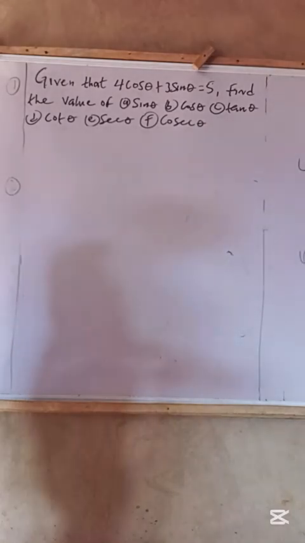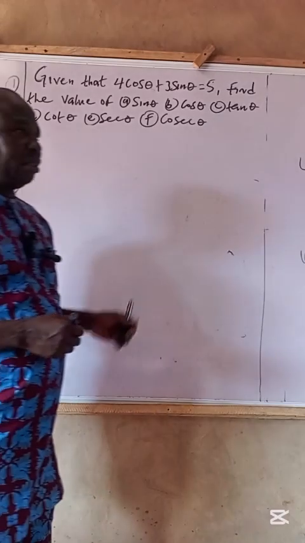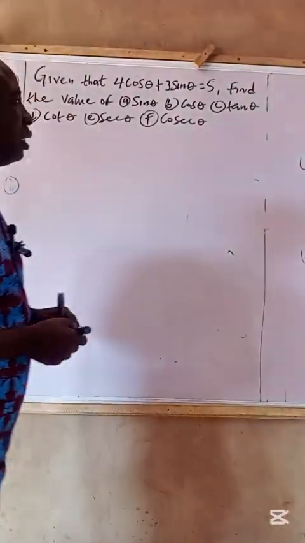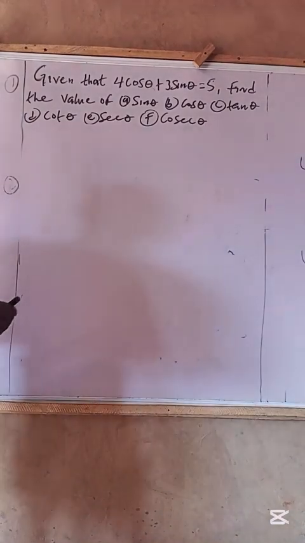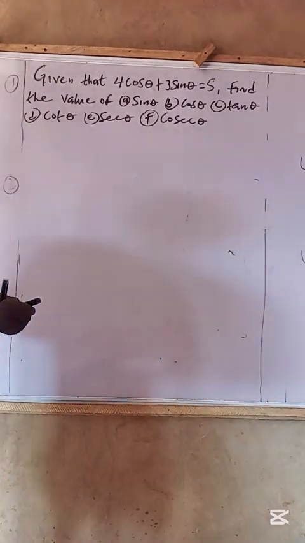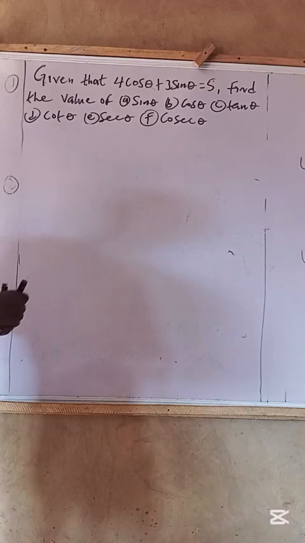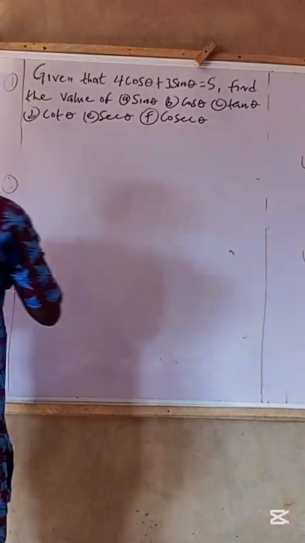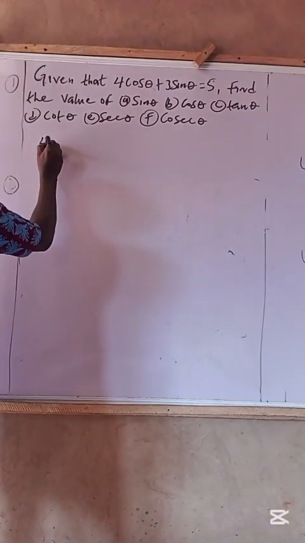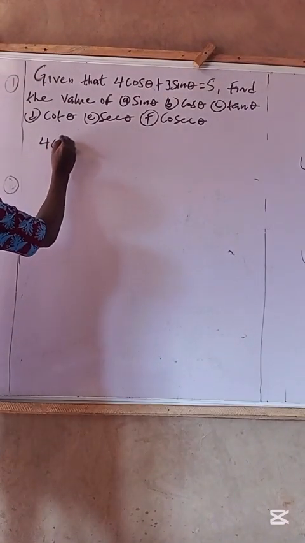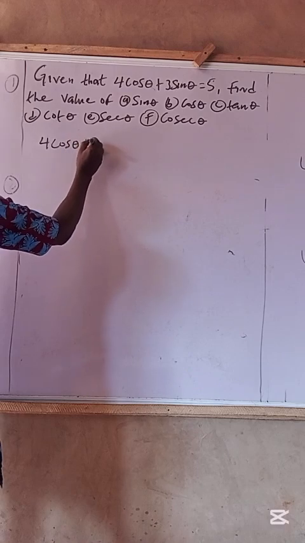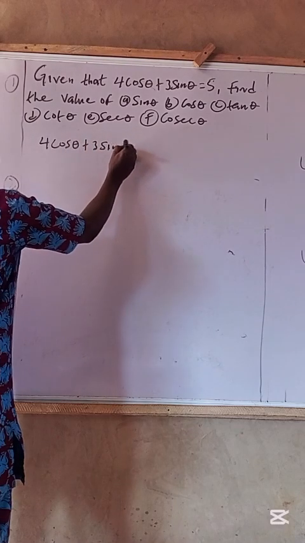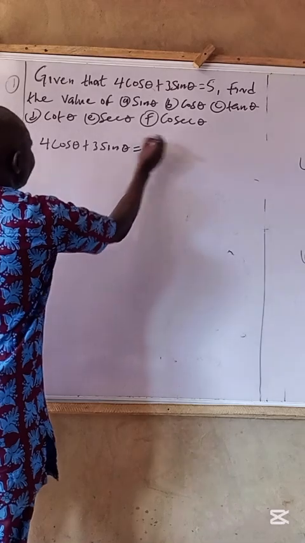Let's solve this question together. Given that 4 cos theta plus 3 sin theta equals 5, find the value of sin theta, cos theta, and the rest. We started trigonometry a long time ago, and in this kind of question no triangle is given, so we have to simplify this. 4 cos theta plus 3 sin theta equals 5. Solution.